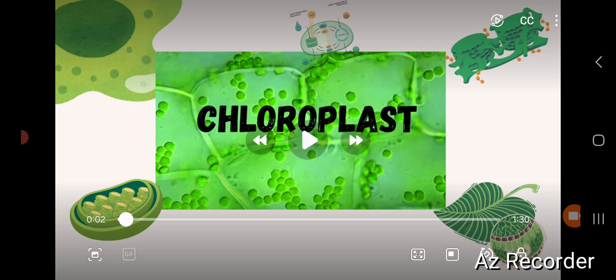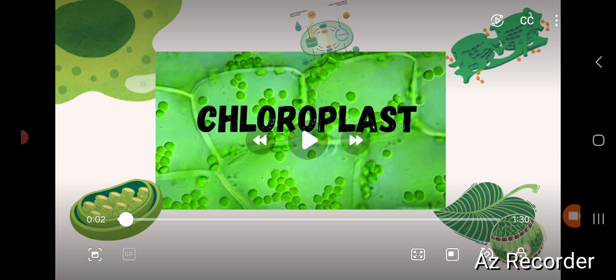As you know, chloroplasts are mainly found in green plants only. This is not present in the animal cell; only the plant cell has chloroplasts. Have you ever wondered how plants capture sunlight and turn it into their own food? That is the photosynthesis process. The secret lies in tiny green powerhouses called chloroplasts.